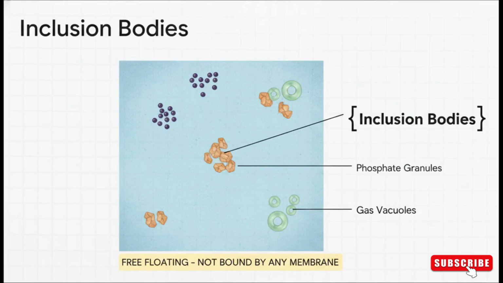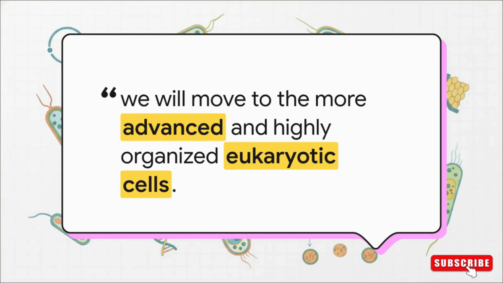Lastly, let's talk about where they store their reserve materials. They stash them right in the cytoplasm as inclusion bodies. And here's the key. They aren't wrapped in any membrane system. They're just free-floating. We're talking phosphate granules, cyanophycin granules, and glycogen granules. You'll also see gas vacuoles in blue-green and purple and green photosynthetic bacteria, which literally act like little balloons to help them float. And there you have it.